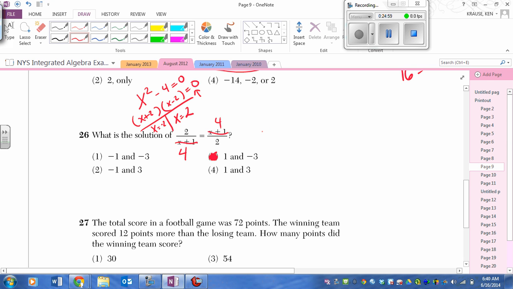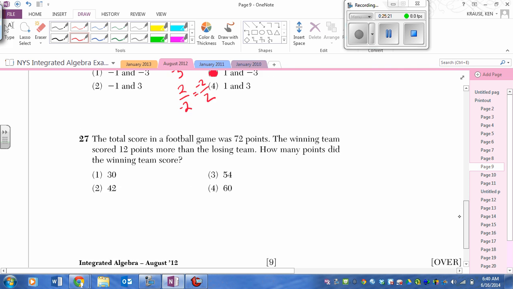Well, let me try negative 2. And why would negative 3 work then? That's weird. Let's see why that works. So this is 2, this is negative 3, and then negative 3. So negative 3 plus 1 is negative 2, so this becomes 2 over negative 2. And this becomes negative 2 over 2. Well, those are both just negative 1. And that's why that works.